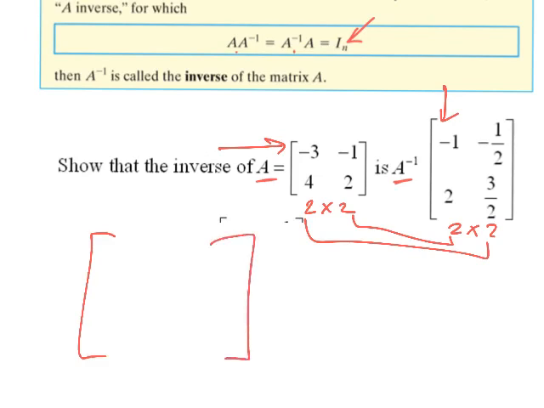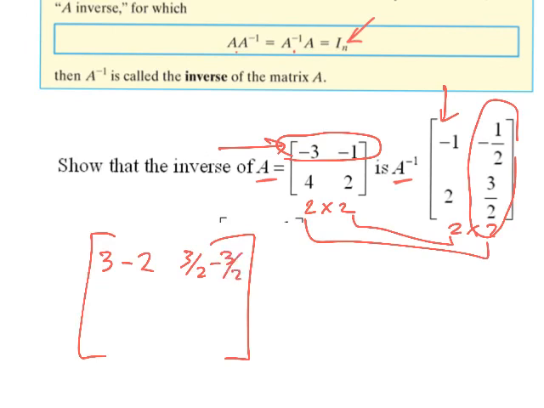So let's give us our space. -3 times -1 is 3. -1 times 2 is -2. Likewise, we'll do that same top row times the second column. So we end up with a 3/2. And then -1 times 3/2 is -3/2. And then the bottom row times the first column, you have a -4 plus a 4. I hope you notice that these both become zeros, and they better because we're looking for the identity out.